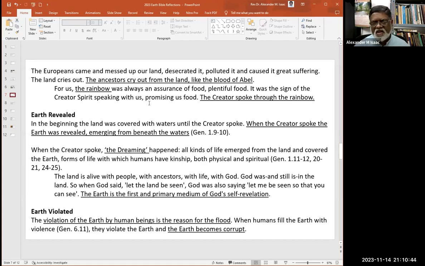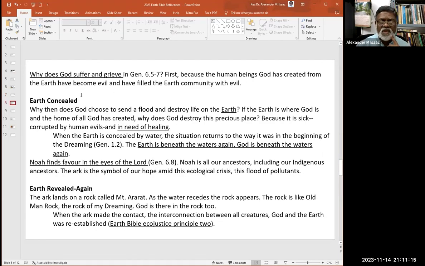The earth is the first and primary medium of God's self-revelation, according to many traditions. The violation of the earth by human beings is the reason for the flood. As we discussed in the previous text, when the humans fill the earth with violence, they violate the earth, and the earth becomes corrupt. And why does God suffer and grieve in Genesis chapter 6? First, because the human beings God has created from the earth have become evil and have filled the earth community with evil. And the earth is concealed again.